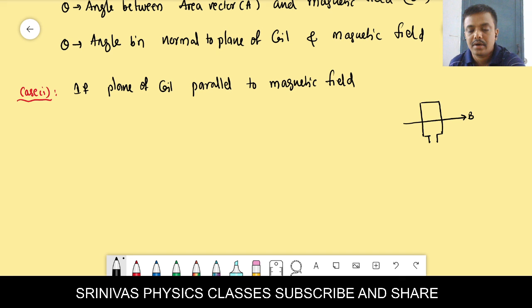What happened? Think and tell me. If the plane of the coil is parallel to the magnetic field, what is the angle? Whether it is 0 or 90.